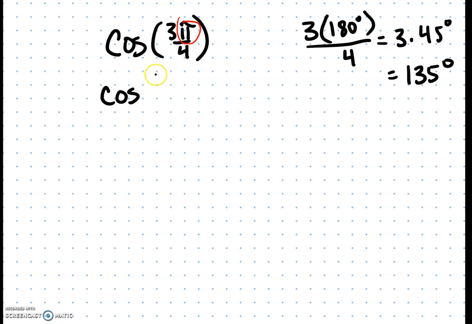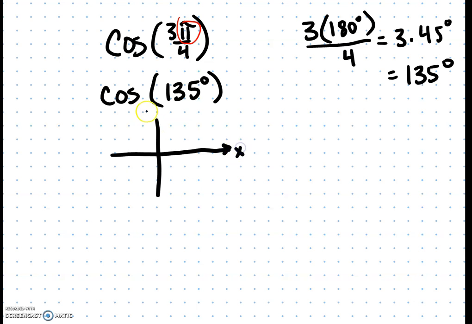So me asking you what is the cosine of 3 pi over 4 is the equivalent of me asking you what's the cosine of 135 degrees. My next step is to sketch the 135 degree angle. First we'll think about what quadrant this is going to be in. Well, since it's bigger than a 90 degree angle, I know it's not in the first quadrant, but it's smaller than 180. It turns out this is going to be a second quadrant angle. There's my 135 degree angle. It's 90 plus another 45.